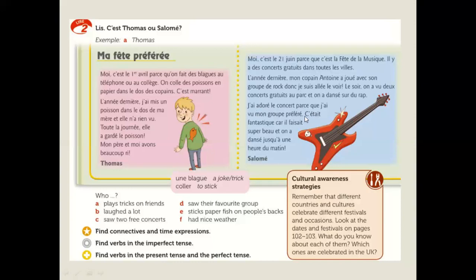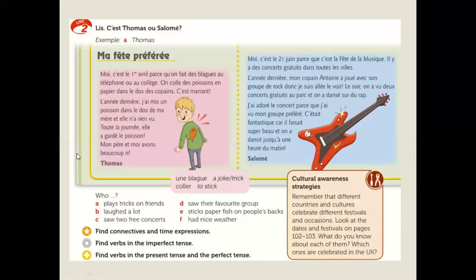Okay, she used c'était, that's the verb être in the imperfect tense. And she used the verb faire in the imperfect tense to describe the weather when she was at the festival. These were the only two verbs in the imperfect tense. As you can see, the perfect tense is much more common than the imperfect. Then you had to find verbs in the present tense and the perfect tense.